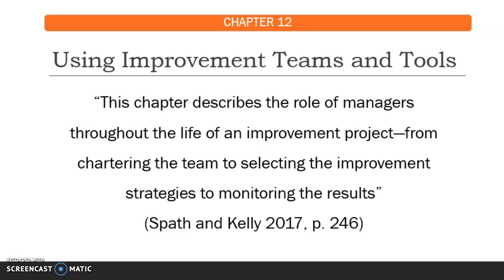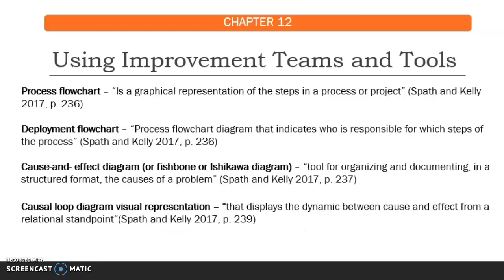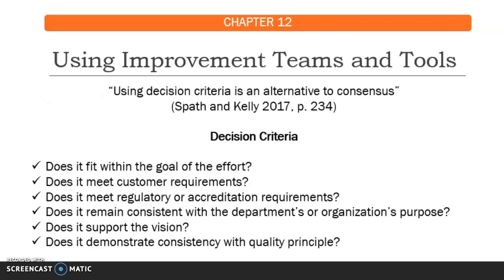This chapter also discussed improvement tools and techniques such as process flowcharts and deployment flowcharts that help managers to understand work processes. There's also the cause and effect diagram or the fishbone diagram that helps in organizing and documenting the causes of problems, and a causal loop diagram that display dynamics between cause and effect from a relational standpoint. You see, all these elements boil down to one very important lesson, I think, in this chapter, which is decision making.